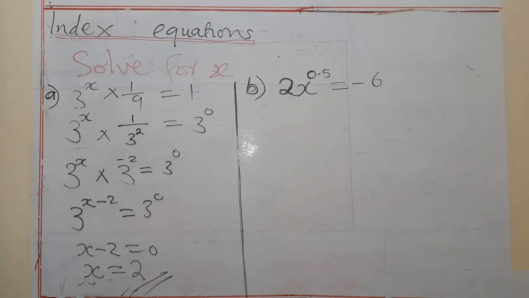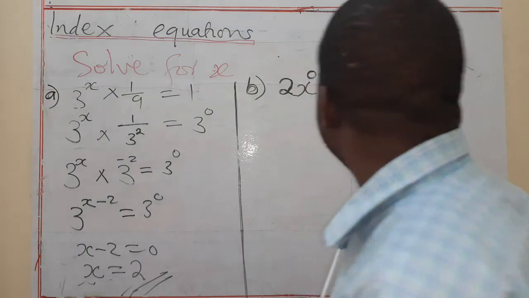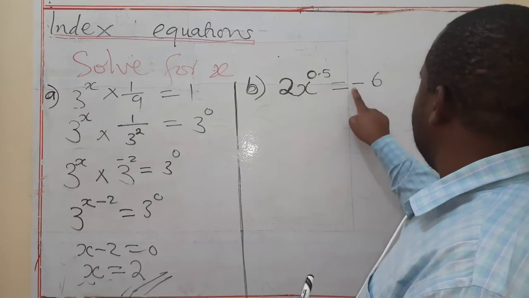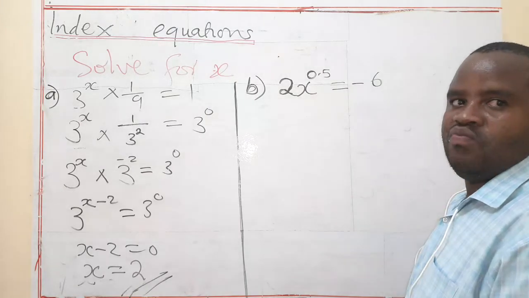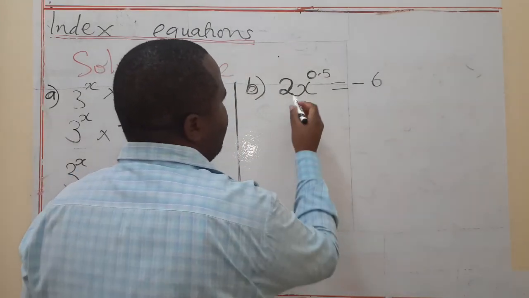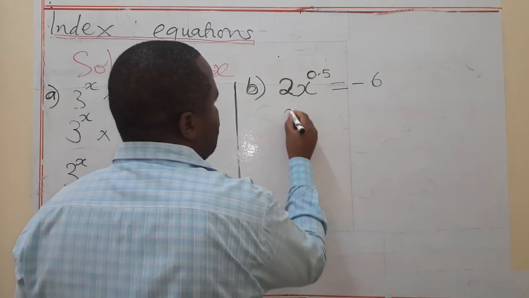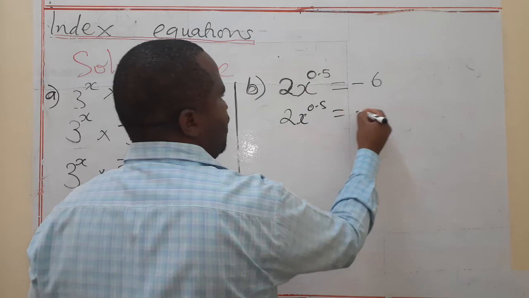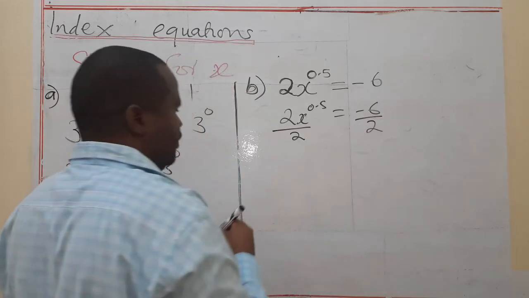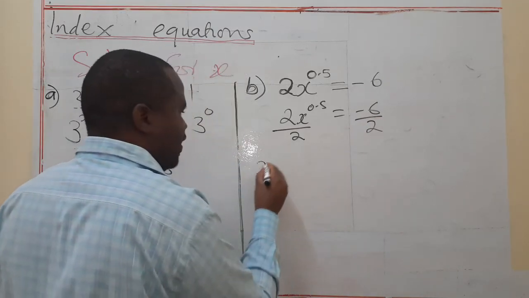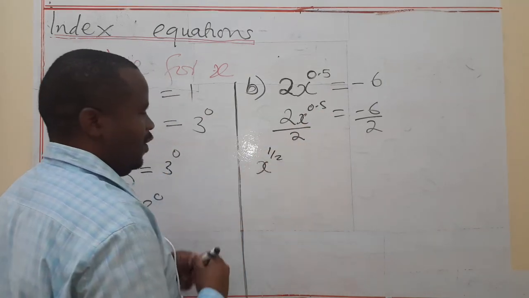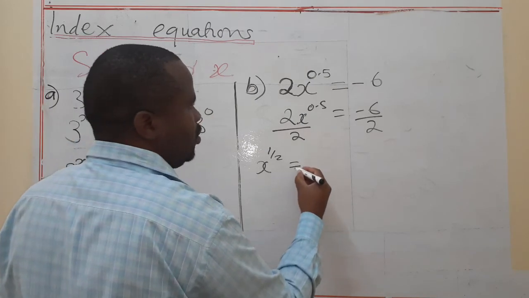Okay, so let's try this other problem. This is negative 6. We can get rid of a 2 here, there's no problem. So you have 2x to the power 0.5 is equal to negative 6. We can divide through by 2, so we have x to the power 0.5, which is the same as half, is equal to negative 3.